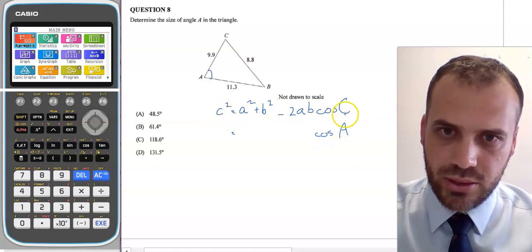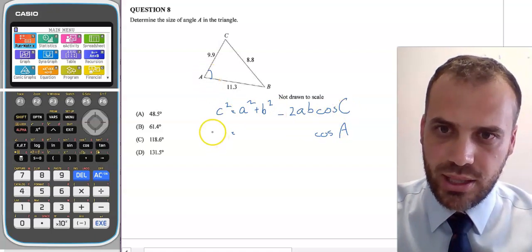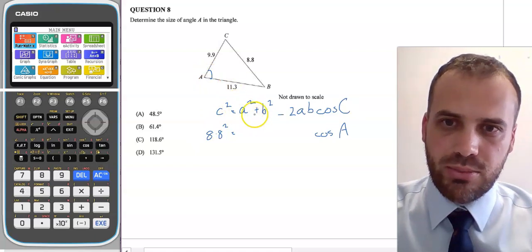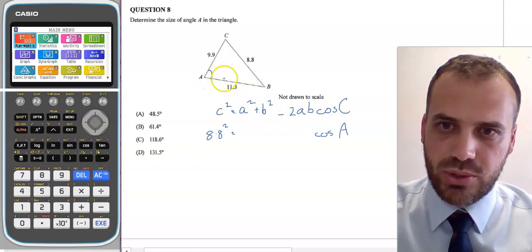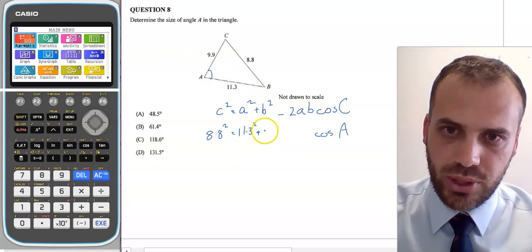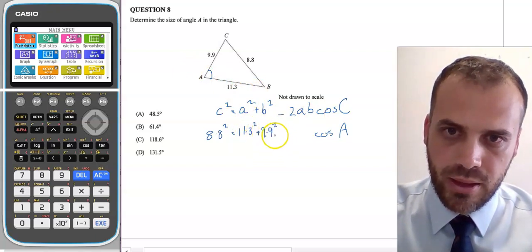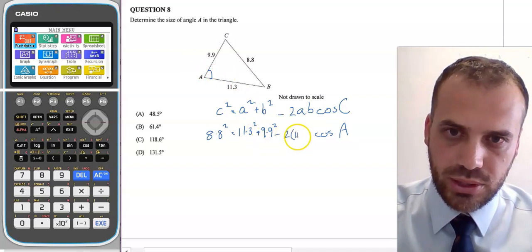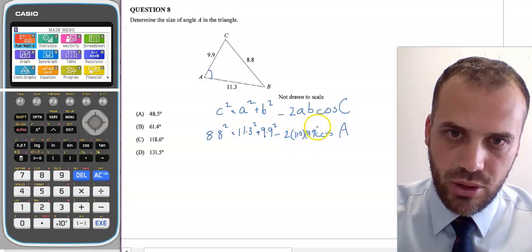Now the side that is opposite A is the thing that we're going to put here, which is 8.8 squared. And then it doesn't matter where we put the other 2 sides, what order we put them in. So it's going to be 11.3 squared plus 9.9 squared minus 2 times 11.3 times 9.9.